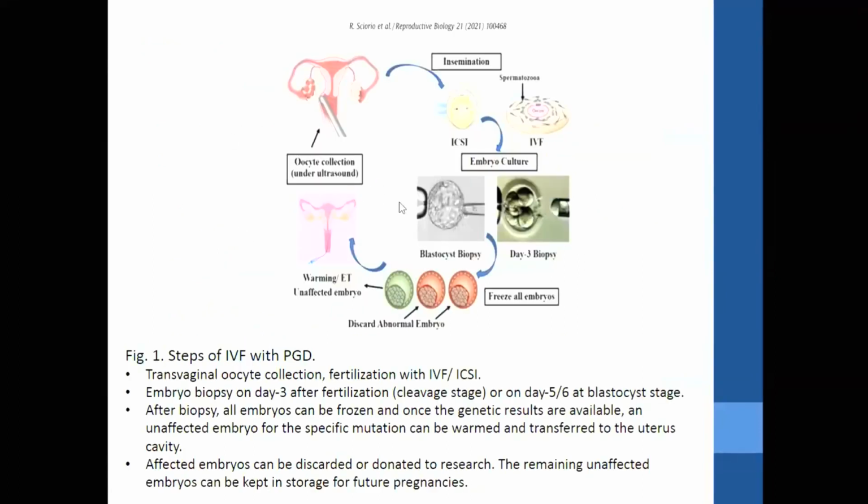So this is the stepwise procedure for PGT. The oocyte collection is done under ultrasound. Then fertilization is done using either ICSI or IVF. Then embryo culture is performed. The biopsy can be done at day 3 or at the stage of blastocyst. The abnormal embryos are discarded and the unaffected embryo is implanted back in the uterine cavity.